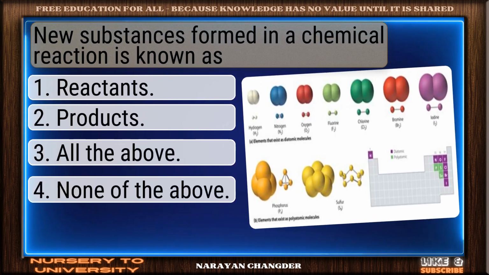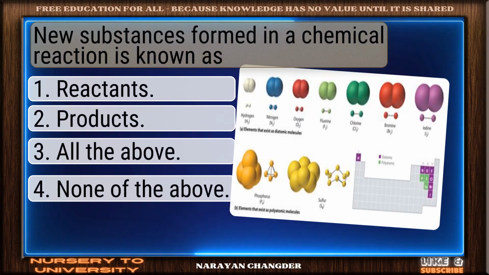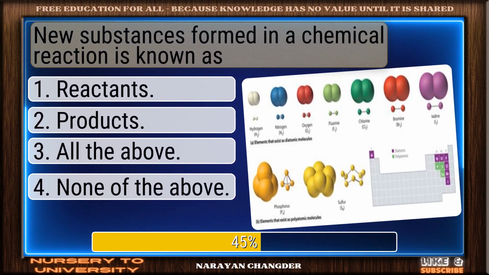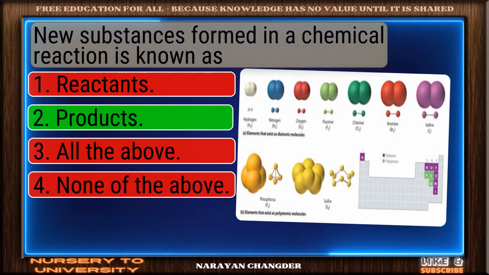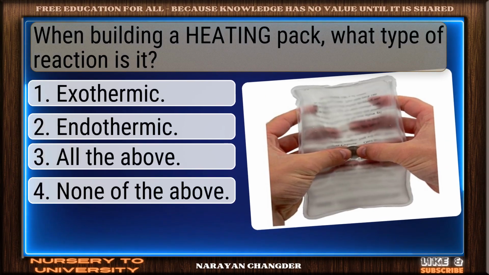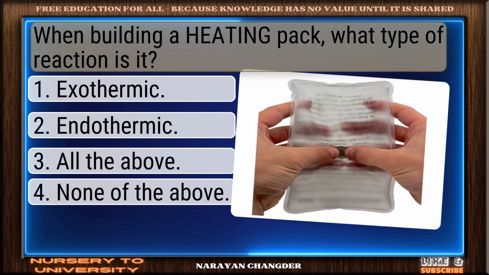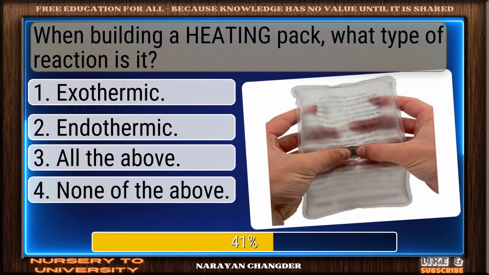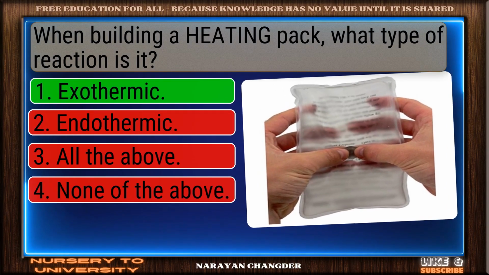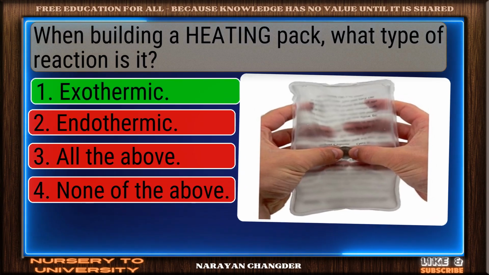New substances formed in a chemical reaction is known as. Good thinking. Products is right. When building a heating pack, what type of reaction is it? Perfect. Exothermic is the one.